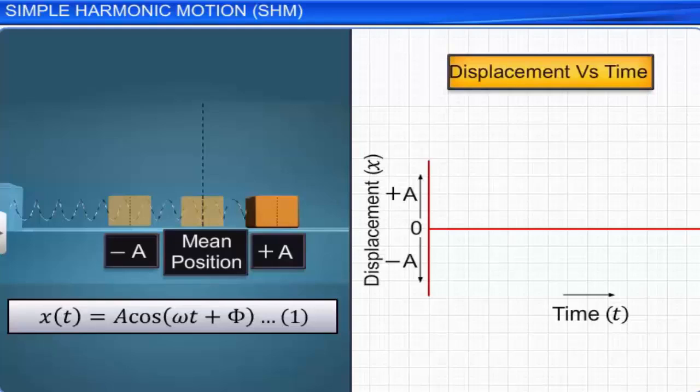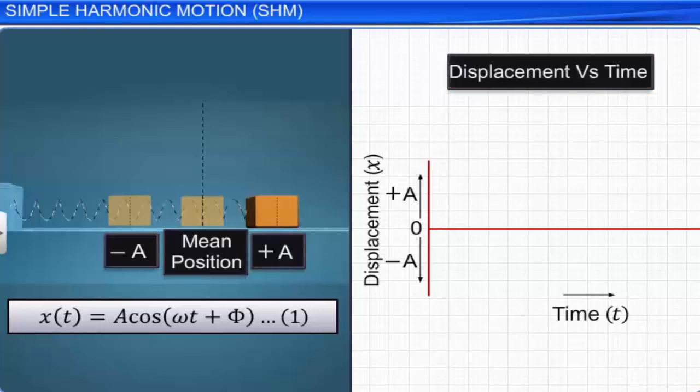A periodic motion where the displacement of an oscillating particle varies sinusoidally with time t can be called simple harmonic motion. Since the displacement x of the particle is dependent on the cosine function as given by equation 1, the displacement will vary from plus A to minus A.